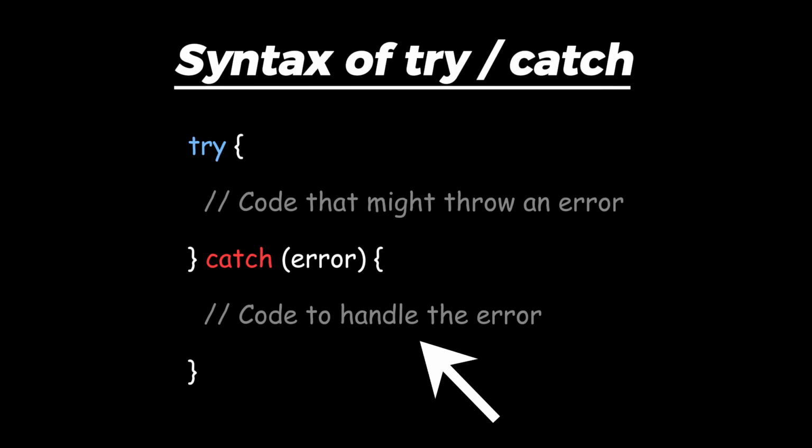But what is this? Error, or even any other name you want, is just a variable. It holds the actual error that was thrown inside the try block. So whenever something goes wrong in the try block, like an undefined variable or a function that doesn't exist, JavaScript throws an error and passes it into the catch block where you can handle it using this variable.